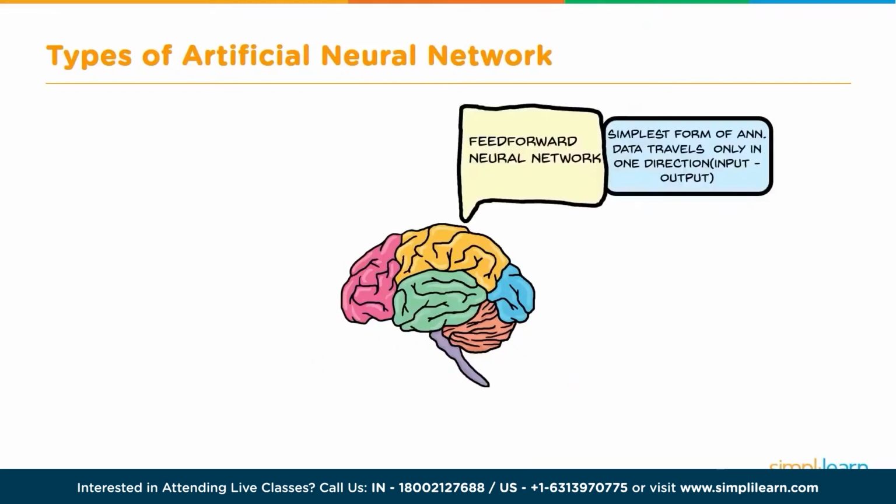So we have a feed-forward neural network, the simplest form, they call it an ANN. Data travels only in one direction, input to output. This is what we just looked at. So as the data comes in, all the weights are added, it goes to the hidden layer, all the weights are added, it goes to the next hidden layer, all the weights are added, and it goes to the output. The only time you use the reverse propagation is to train it. So when you actually use it, it's very fast. When you're training it, it takes a while because it has to iterate through all your training data.